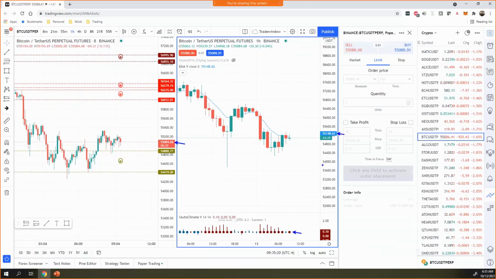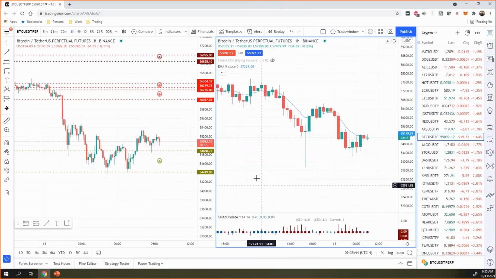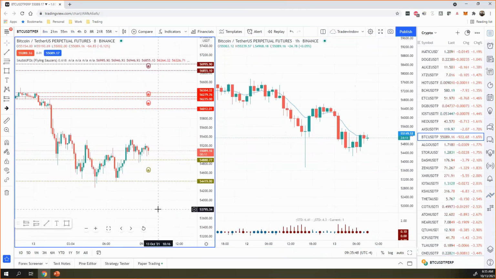Moving average at 55,148. At 55,148, we do not have any UFOs. Therefore, what do? We're done. Analysis done. How quick was that? It took me all of 30 seconds to analyze a chart and realize if I have a trade or not. Okay, not even 30 seconds.